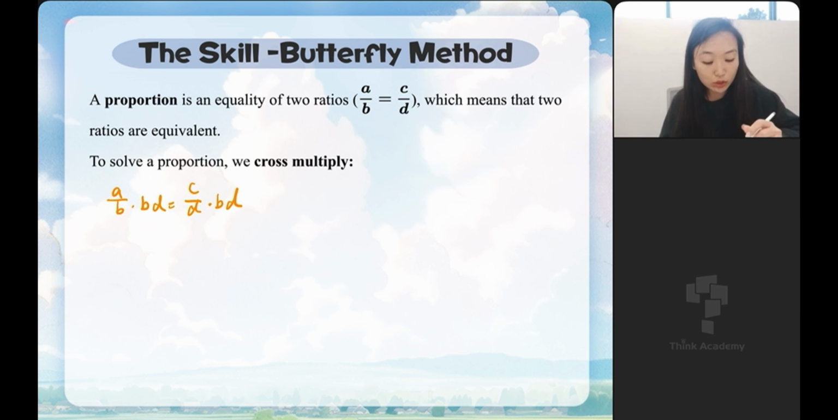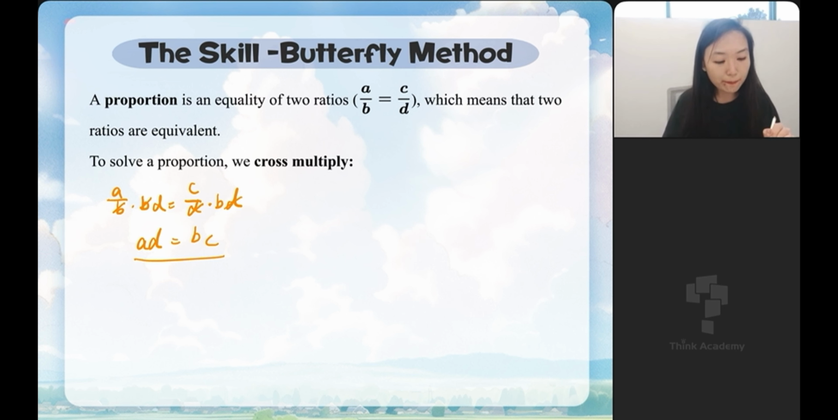And then we can do the cancellation. So B and B cancel out each other. On the left side, we have AD, and on the right side, we just have BC. In that case, we can get rid of the annoying fraction and we get this equation, AD equals BC. And this is the basic logic for the butterfly method.